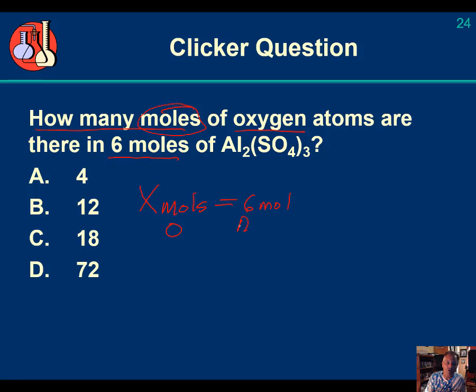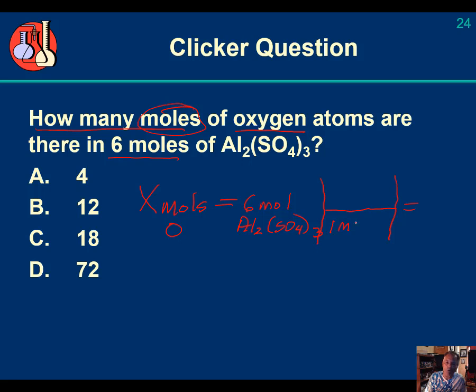So this is just going to be Al2(SO4)3. Now I come up with my conversion factor, and my conversion factor is nothing more than the ratio of moles of aluminum sulfate to moles of oxygen. And that's 3 times 4, which is a 12 to 1 ratio.